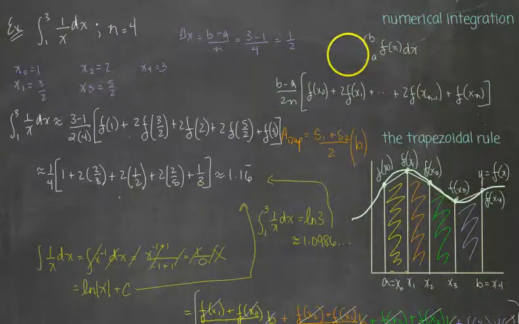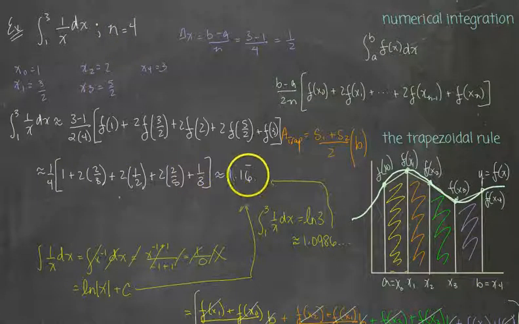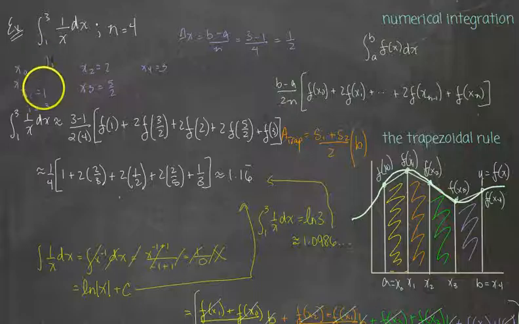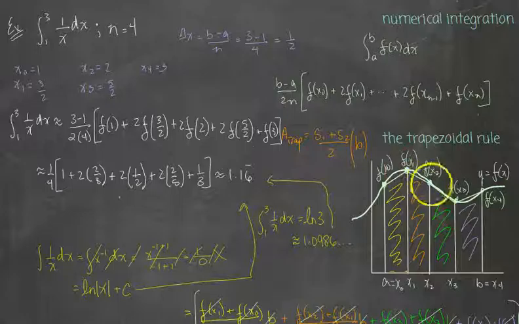And the way to use the rule is to use a as x0, b as x4, and the number of intervals, plug it into the formula, find your x values that can be plugged into your function to find the height values for each of your trapezoid edges, and then just pluggy-chuggy get the answer.